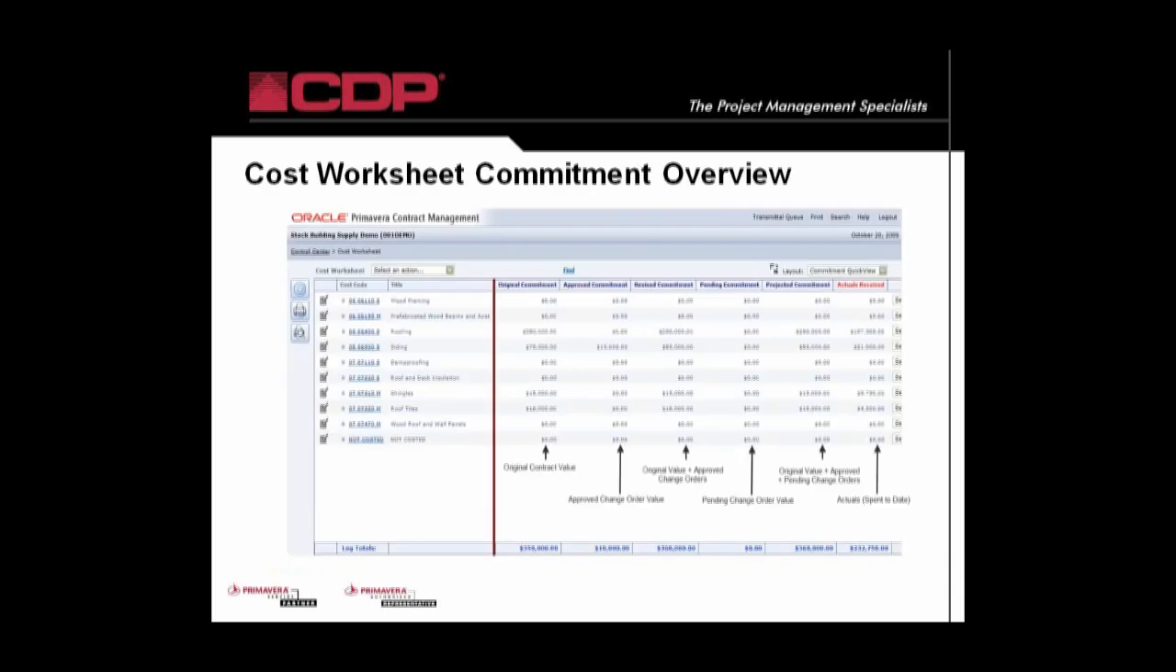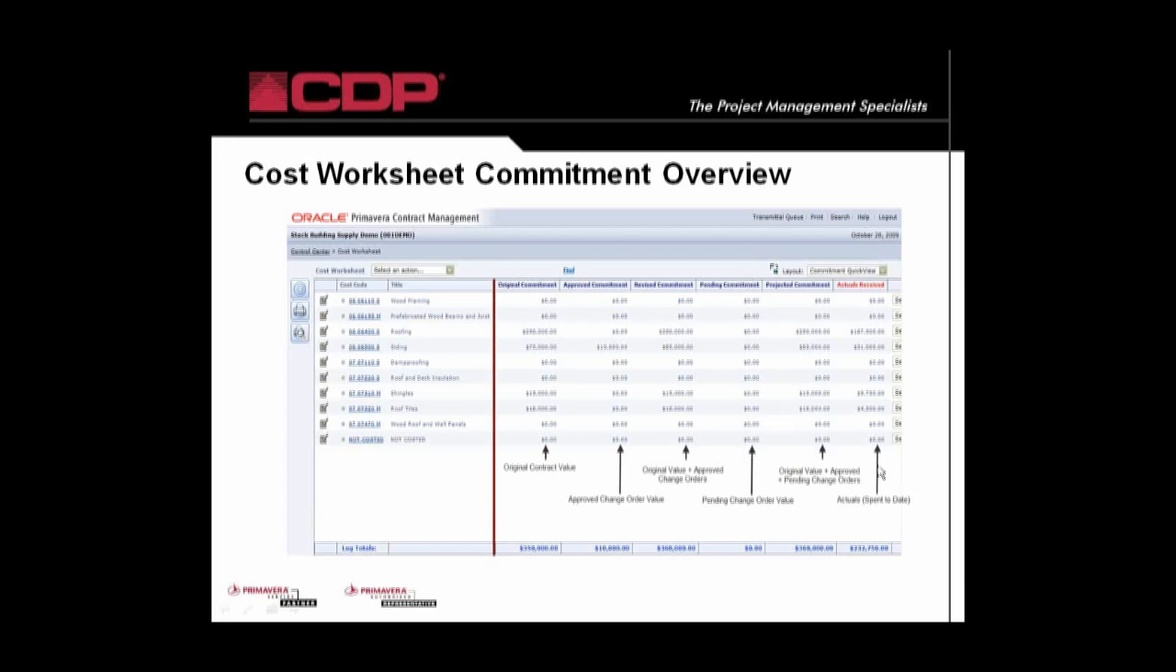I want to see at a glance where I stand with my commitments. These are my subcontracts in this case that I'm working with. And here I have my original contract value. So I have a $358,000 contract on the commitment side, and I have approved commitments of $10,000. The new revised commitment amount of $368,000. I have no pending change orders in place.